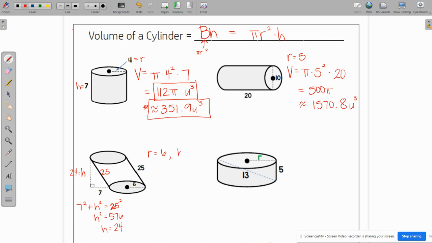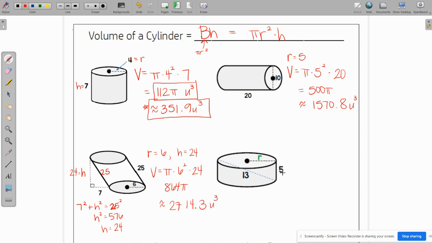So if r is 6 and h is 24, we can go ahead and fill in our volume formula. The area of the base is pi times the radius squared, so 6 squared, and then times our height of 24. 6 squared is 36. So we have to take 36 times 24, which is 864 pi. That would be the exact volume. And typing that in the calculator, we would get approximately 2,714.3 cubic units.